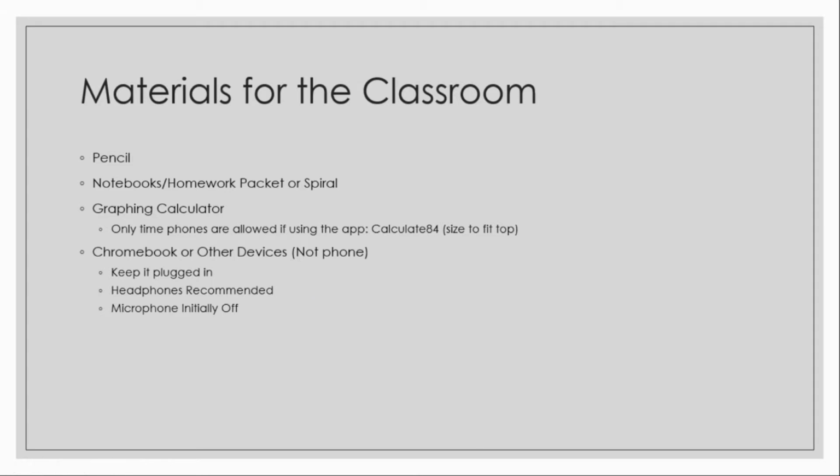The materials I ask the students to have for the classroom, even though it is remote, are the same as I would expect if they were in the classroom. Pencil, preferably over a pen. I ask the students to have notebooks, or any packets for the homework, depending on what I publish. I do publish everything on Google Classroom, and I'll go over that later. A graphing calculator, a TI-83 or 84, is just fine. There are apps that let you emulate those. Calculate 84 is one of them. There is another one called Wabbit EMU. They're both great, but really the students should have a calculator of their own at this time. And then of course a Chromebook or another device.